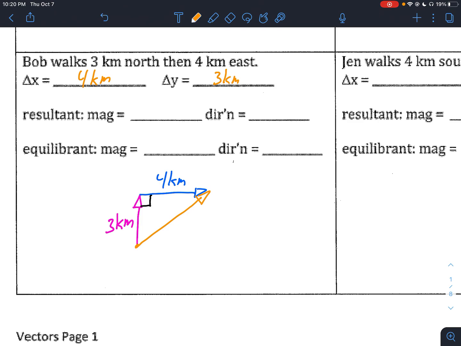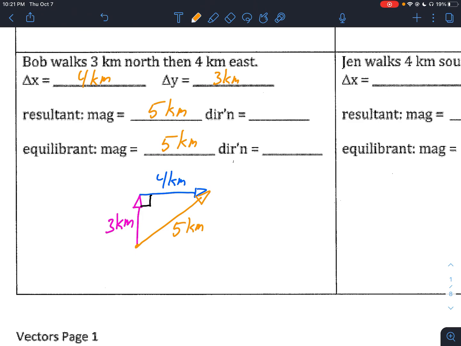Well, some of you are saying, well, Mr. Ford, it's a 3, 4, 5 triangle. I learned that in geometry. Fine, it's a 3, 4, 5 triangle. Or if it was not numbers that you memorized or you didn't know about a 3, 4, 5 triangle, you can use a squared plus b squared equals c squared, Pythagorean theorem, and you would get 5 kilometers. So our magnitude of both our resultant and equilibrium is 5 kilometers.